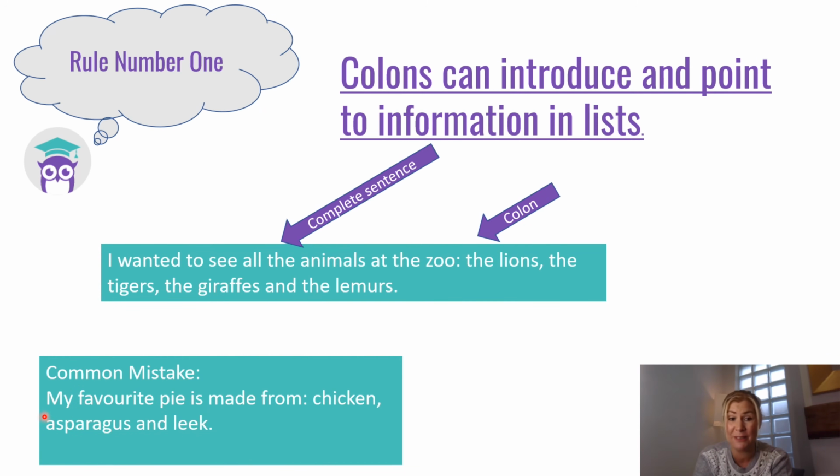So you might, for example, say, my favourite pie is made from chicken, asparagus and leek without a colon. If you desperately wanted to make it a list, you might say chicken pie is my favourite pie: chicken, leeks, mushrooms, etc, etc. But when you're using that colon, you must make sure that this side is complete. Okay?